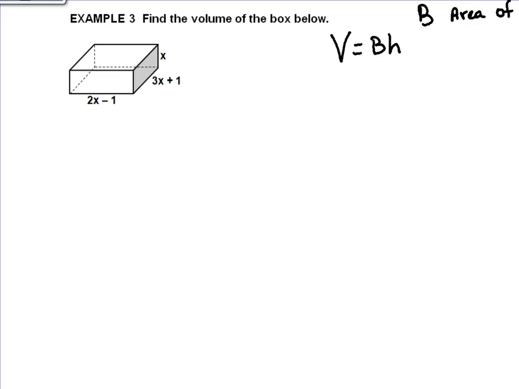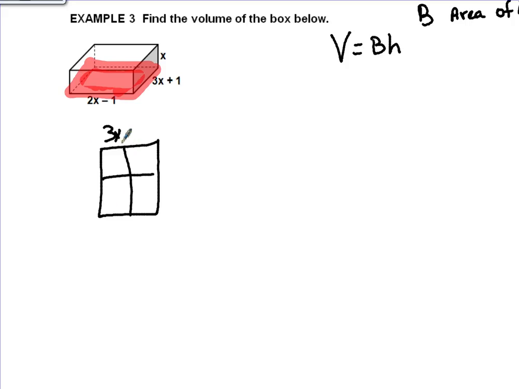So we need to identify our base here. Our base is this bottom portion right here. Okay? I'm going to go ahead and shade it in. Our base is that rectangle, and so area of the base, we've got to multiply length times width. So I'm going to have to use a box again to do this. 3x plus 1, 2x minus 1.